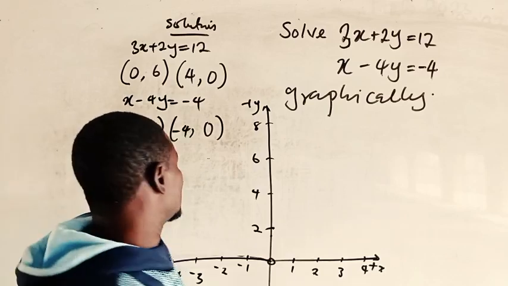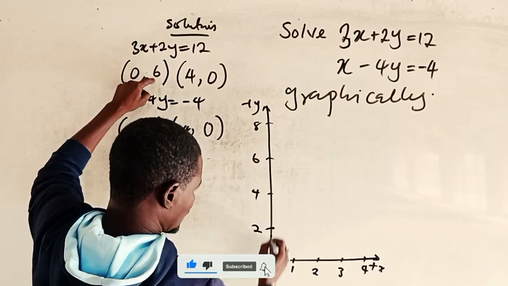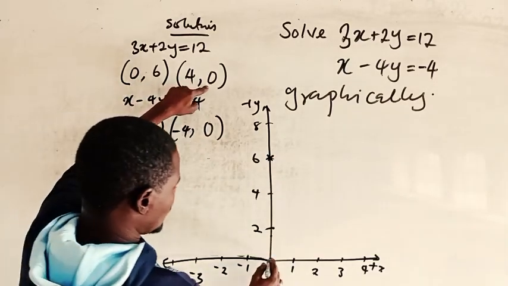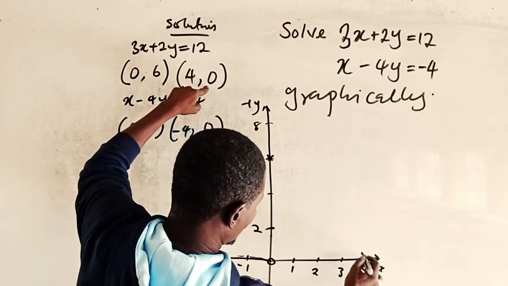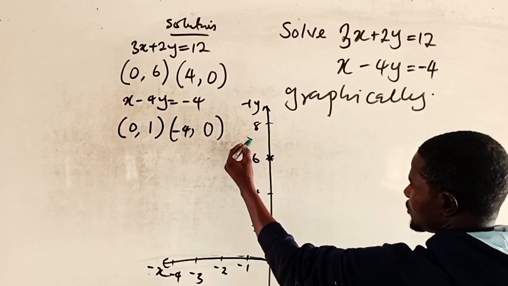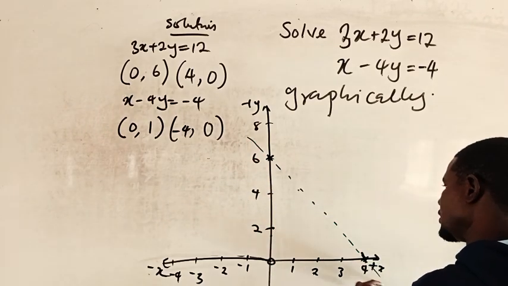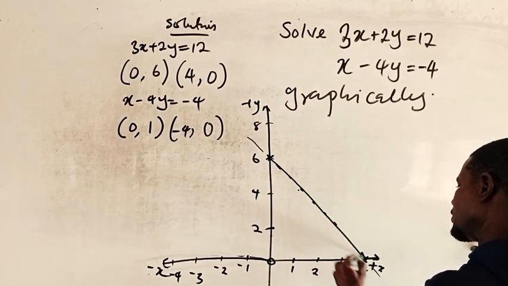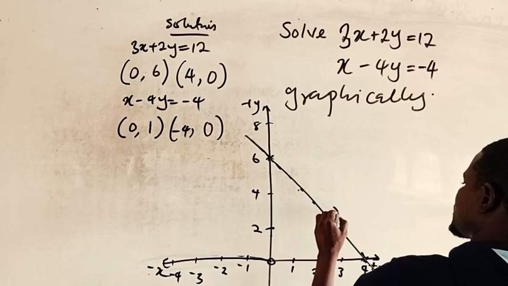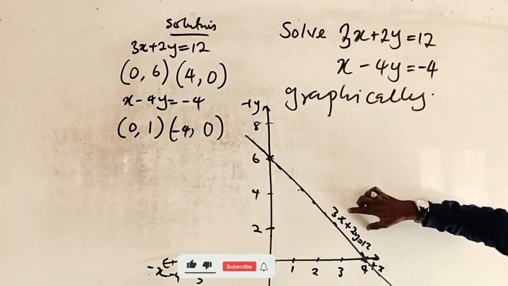So let's plot these graphs. Let's take the first line. When x is 0, y is 6. That is here. Then when x is 4, y is 0. So this is where the point would be. Now what you should do is to draw a straight line, straight to this part, straight to this part. So it's going to be this way. Now I assume this is my first equation, and the first equation is 3x plus 2y equals to 12. This is the first line.